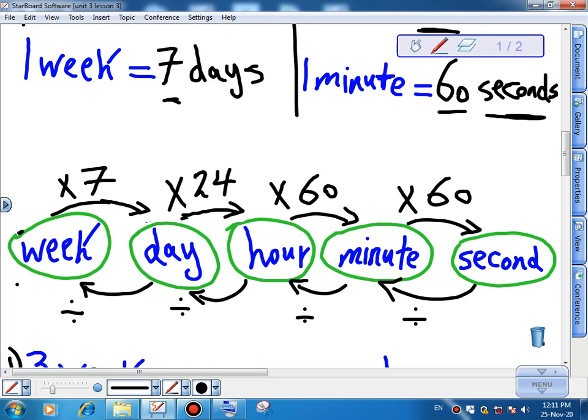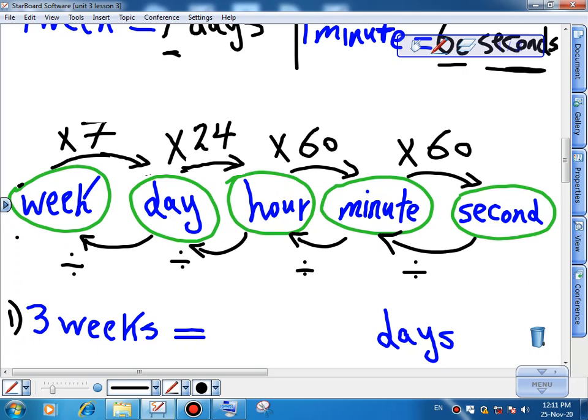7, 24, 60, 60. All these numbers are not equal, unlike capacity 1000, or weight 1000. It's different. So if we need to convert, obviously from second to minute, we divide by 60. From minute to hour, we divide also by 60. From hour to day, we divide by 24. From day to week, we divide by 7.